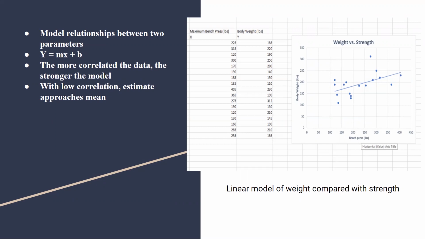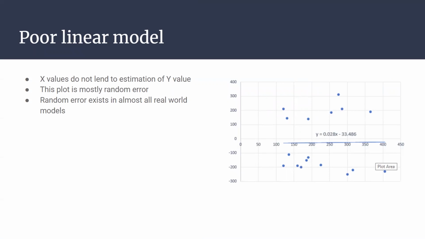On the right, you can see the relationship between weight versus strength. A model was created and shows a positive slope. Most of the data points are close to the linear model. A poor linear model is shown on the right. The linear model approaches the mean of the y variable and is almost horizontal. Each increase in x has very little effect on the y variable.